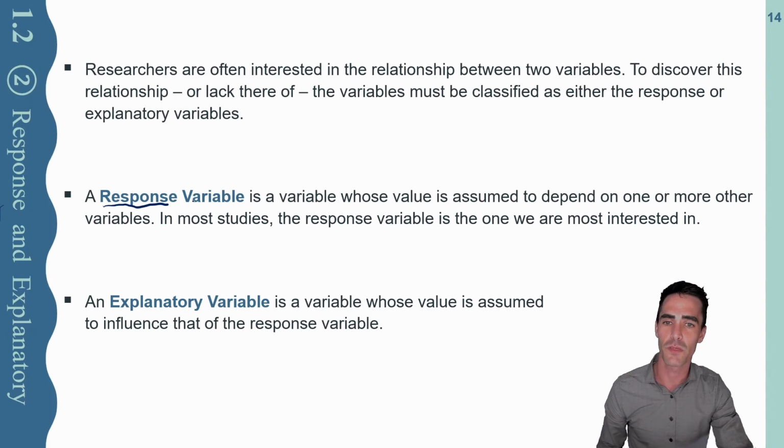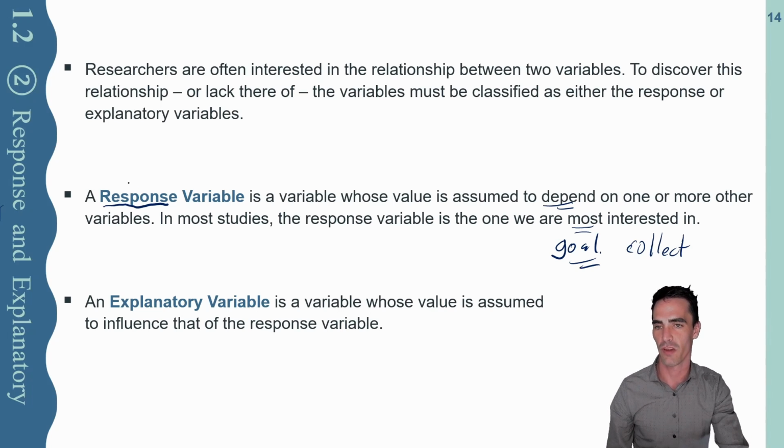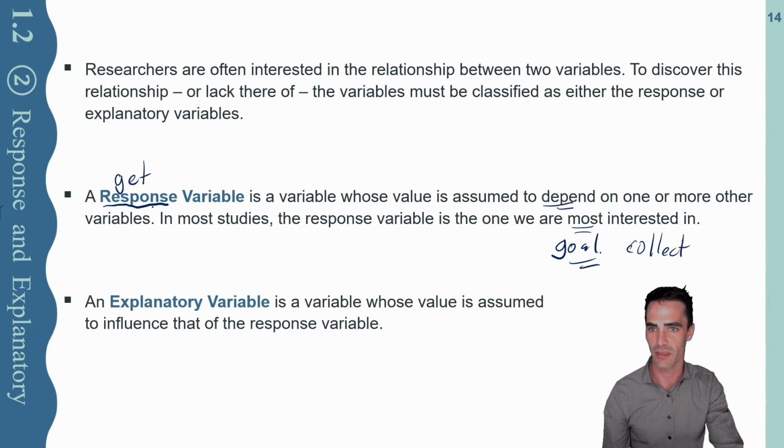The first one's called a response variable. This is one that is usually dependent on what you're giving out. In most studies, this is what you're most interested in studying. This is like the goal of your study, what you're usually going to collect. Oftentimes, I like to think of the response variable as the one that you get.